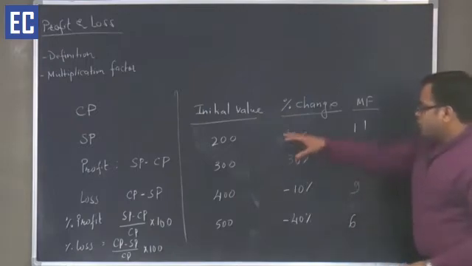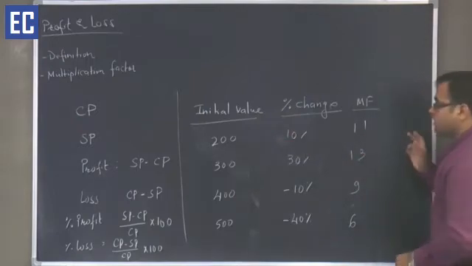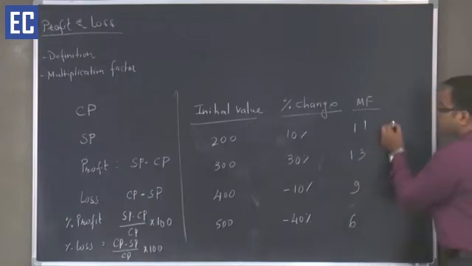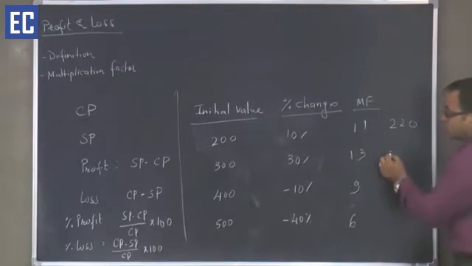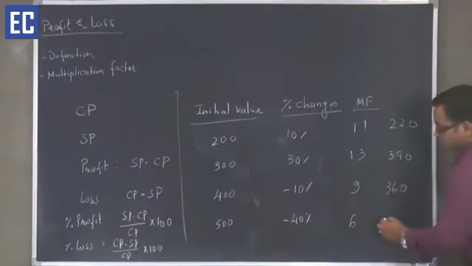So 200 with multiplication factor 1.1, the final value will be 1.1 into 200, which is 220. 300 with 1.3 becomes 390. 400 at 90% is 360. 500 at 60% becomes 300.